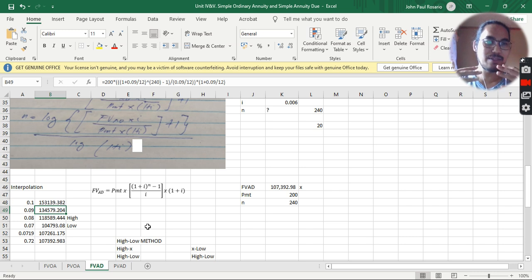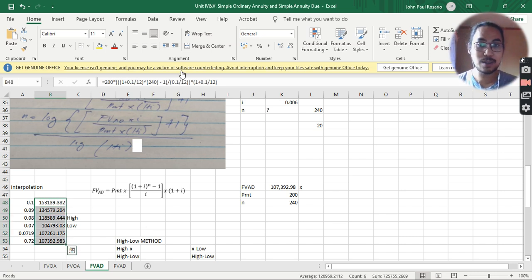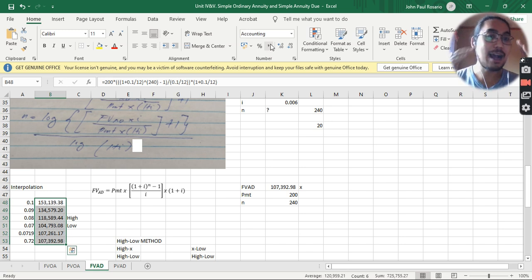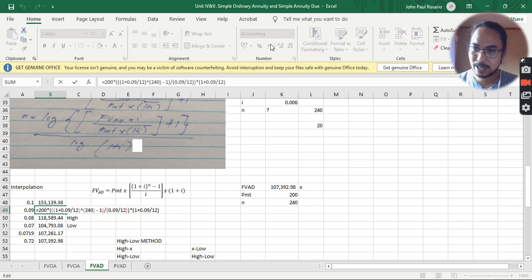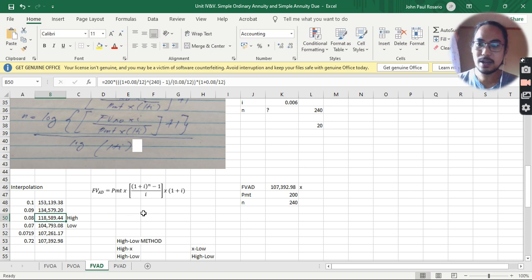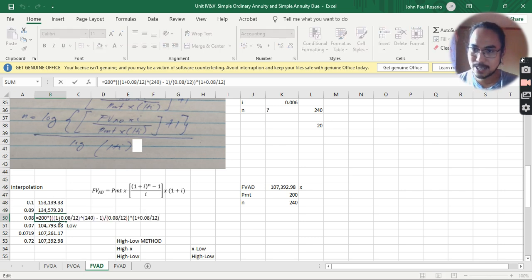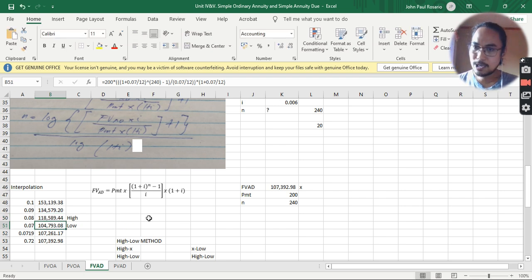Same as with the future value of an ordinary annuity, the future value of an annuity due behaves the same way: the higher the interest, the higher the future value. So since our goal is 107, which is a lot lower than what we got using 10%, we have to go lower in our future value, so we have to go lower in our interest rate. So at 9%, we have 134, still not it. At 8%, we have 118, still not it.